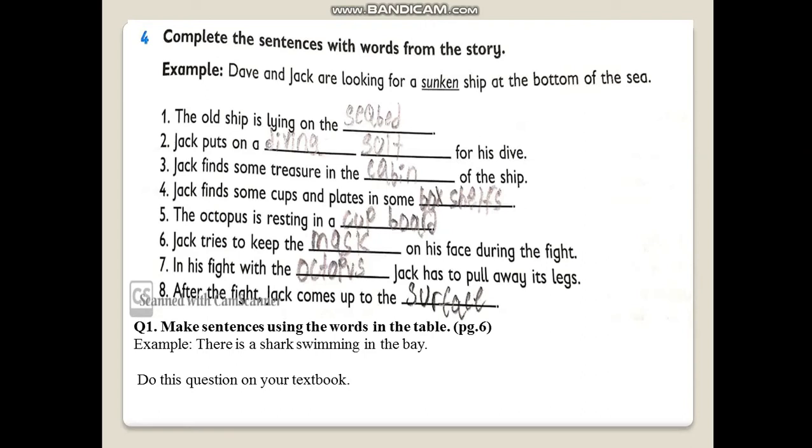For example, I have given you one. There is a shark swimming in the bay. Do this question in your textbook and in your notebook as well. You have to draw lines on the table to make a sentence. Then you have to write that in your notebook by arranging the words accordingly.